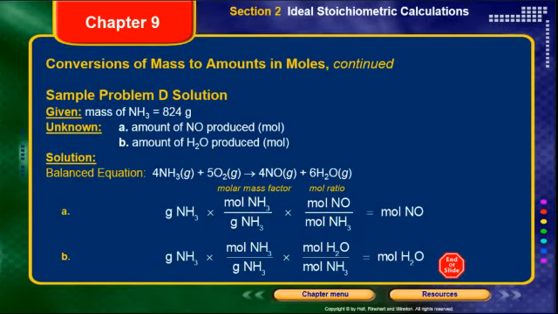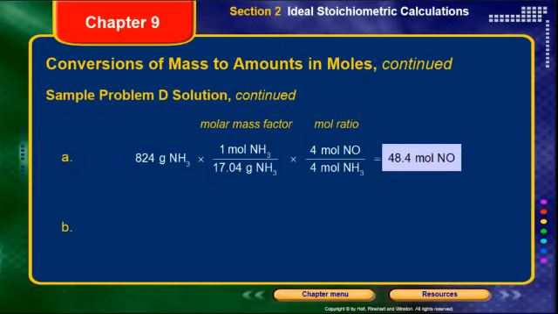For B, my setup is going to again start with grams of ammonia. My second conversion factor is, again, going to be the molar mass of ammonia, because I have to be in moles to use a mole ratio as a conversion factor. But for B, instead of converting into moles of NO, I'm going to convert into moles of H2O. So let's see what these actually look like.